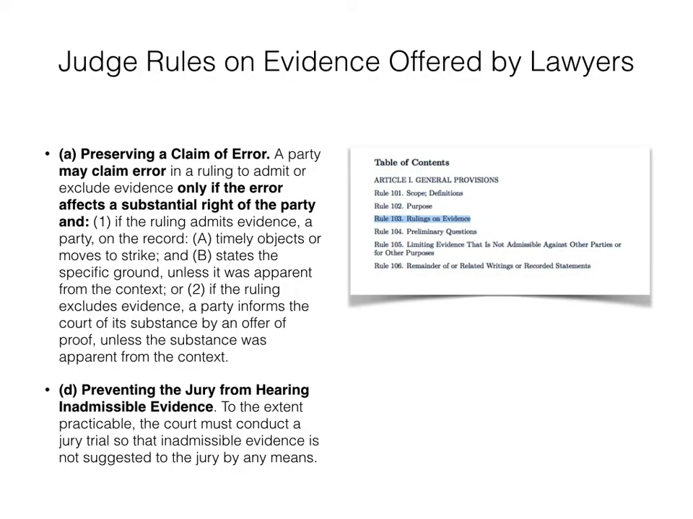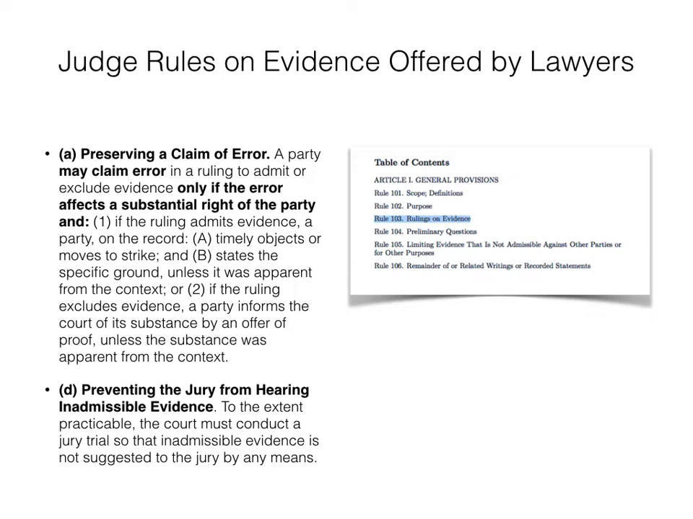The main thing I want you to know from Rule 102, this is the rulings on evidence. Evidence is being offered by lawyers to try to make some kind of a claim, to support their proposal, to support their point of view, to support the thing that they want to have happen in the trial.